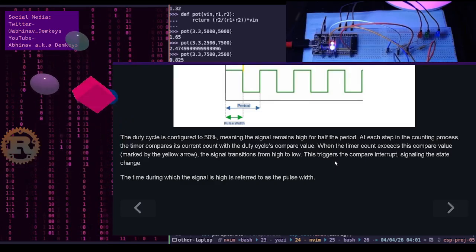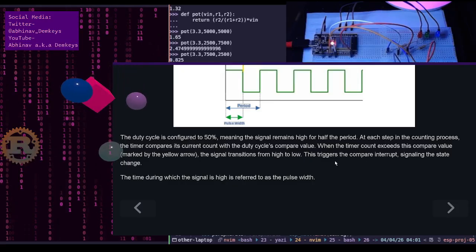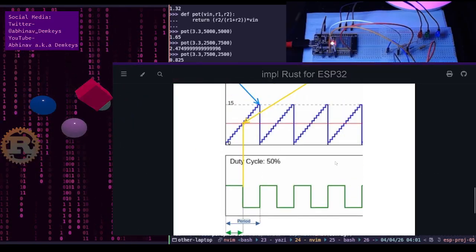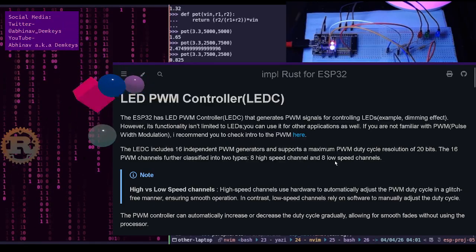Okay, you know what? That's good enough for me. So we can now move on to the next thing, which is LED PWM controller.